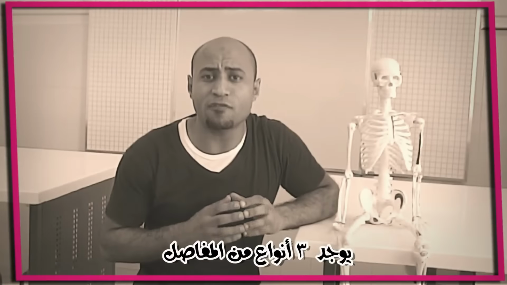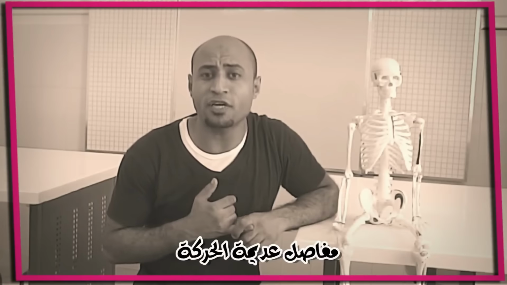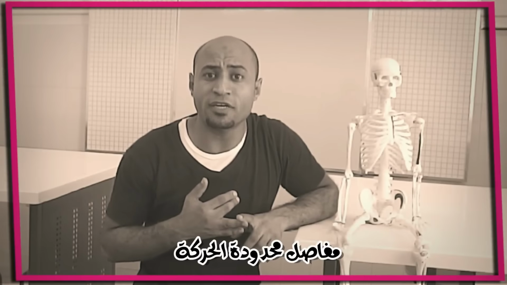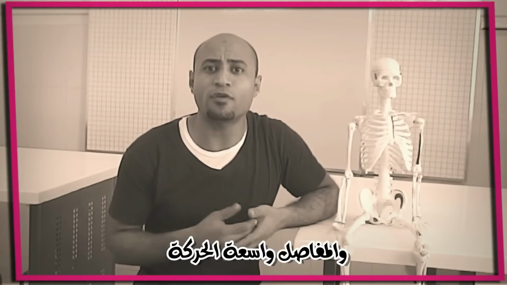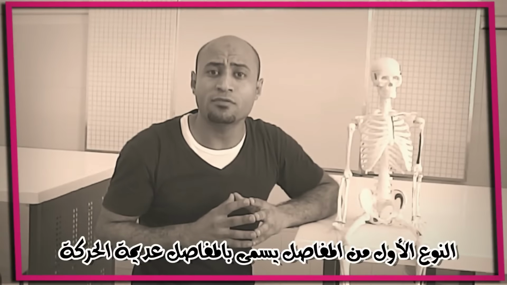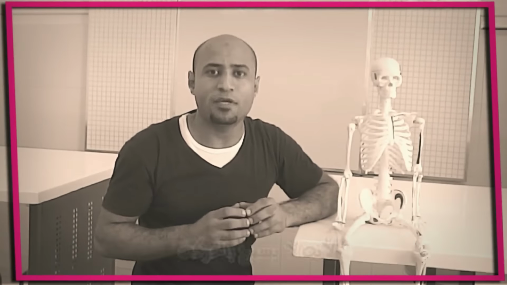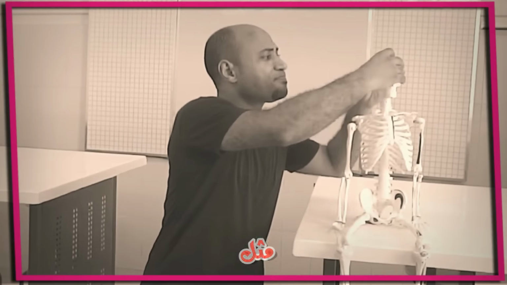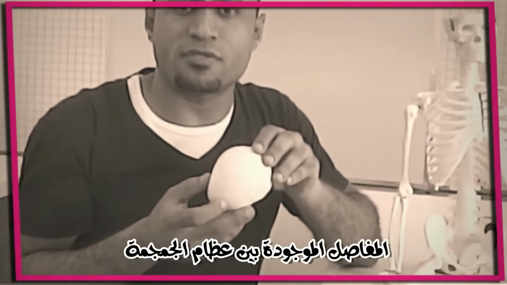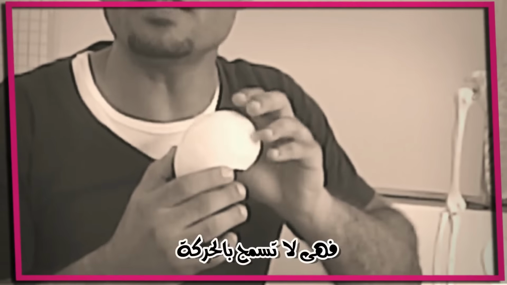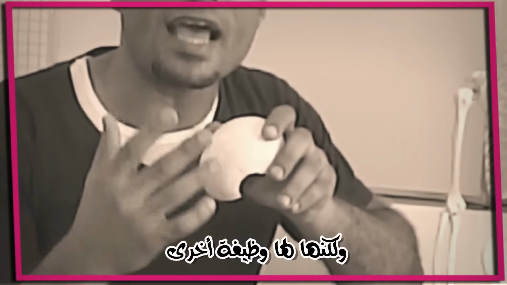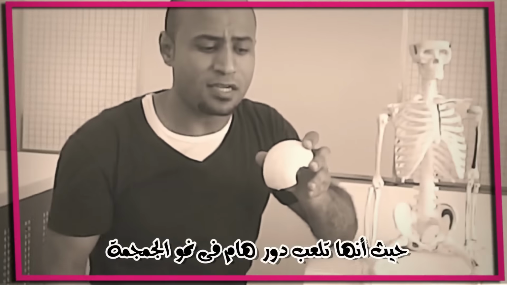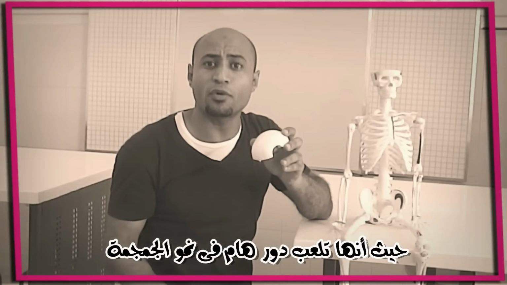There are three types of joints: immovable joints, slightly movable joints, and freely movable joints. The first type of joints is called immovable joints because it doesn't allow any movement, such as the joints between bones of the skull. It doesn't allow any movement, but it has another function, such as it plays an important role in the growing of the skull.